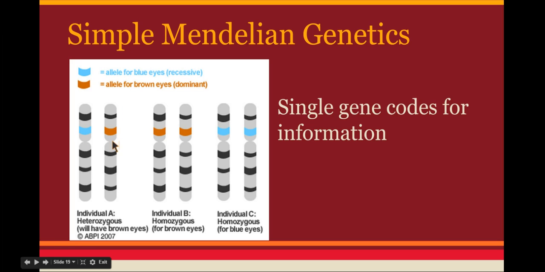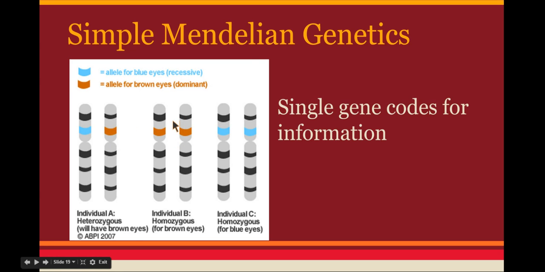If you take a look right here, this would be a heterozygous individual. They got blue from one parent, brown from the other. They will have brown eyes because that is the dominant trait. Here you have a homozygous dominant. They got brown from mom, brown from dad. Because all they have to work with is brown, they are dominant as well. So their phenotype will be brown eyes.